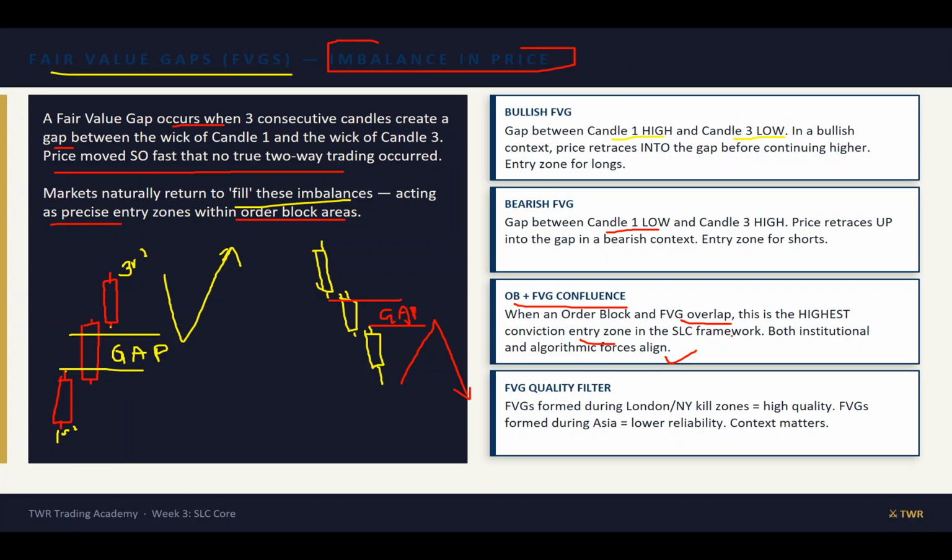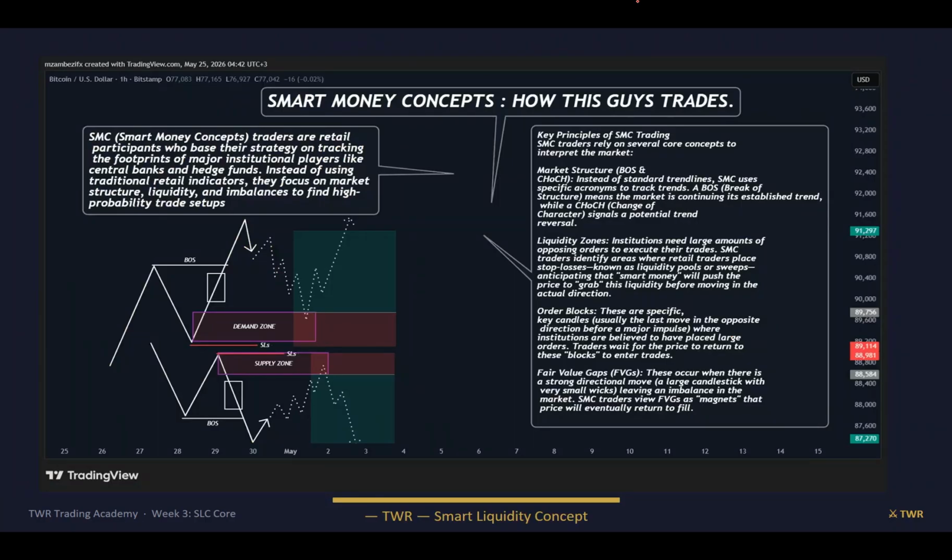Okay, let us continue. Let me show you how the smart money SMC, I know you've heard of the SMC, how these guys trade. Number one, smart money traders are retail participants who base their strategy on tracking the footprints of institutional players like central banks, hedge funds. Instead of using traditional retail indicators, they focus on the market structure, liquidity, imbalances to find high probability trade setups.